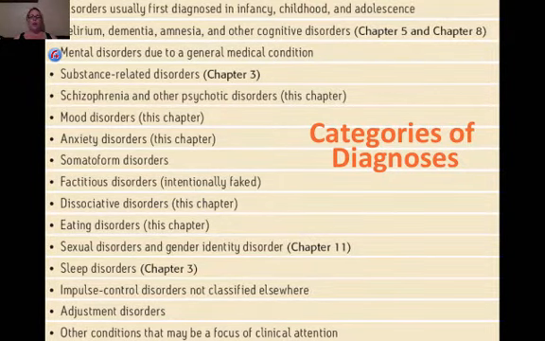Now, what are the categories on axis one? This is just a brief table of contents from the DSM. Disorders usually first diagnosed in infancy, delirium, dementia, amnesia, substance-related disorders, mood disorders, anxiety disorders, somatoform disorders, fictitious disorders, intentionally faked ones, sleep disorders, all these different things. Again, we're going to come back and talk about all of these individually. But on axis one, you would get a diagnosis somewhere in this realm.